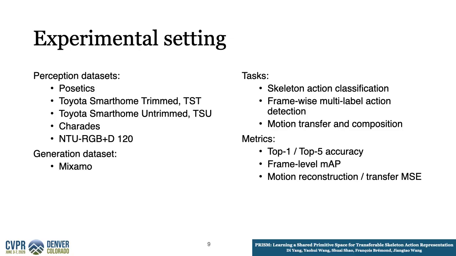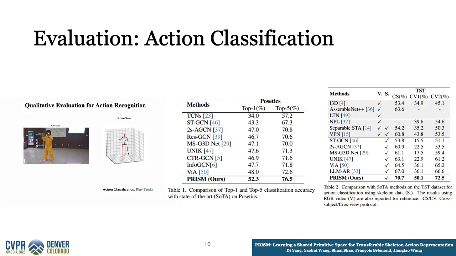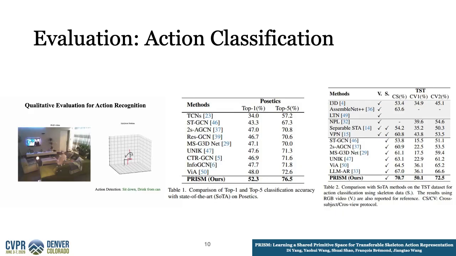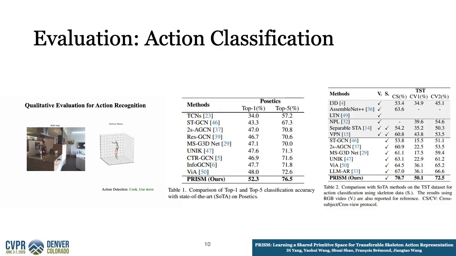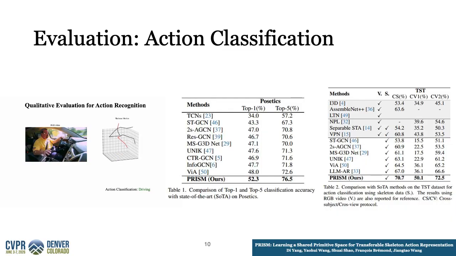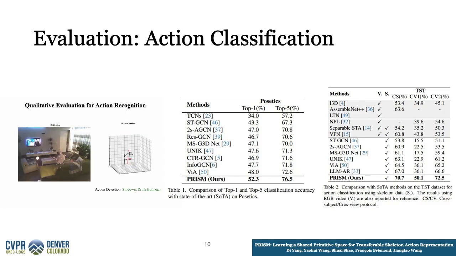We evaluate PRISM on several datasets for multiple tasks. For action classification, PRISM achieves state-of-the-art accuracy on PKU-MMD. It also performs strongly on Toyota Smart Home Trimmed (TSH) under both cross-subject and cross-view settings. This shows better generalization under long-tail distributions and viewpoint changes.